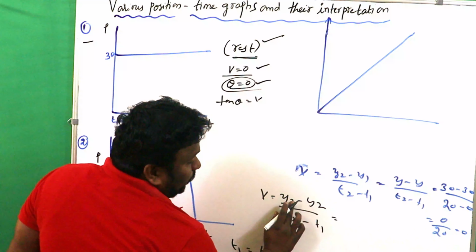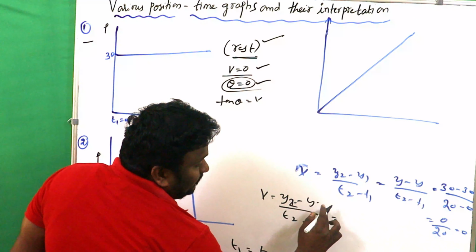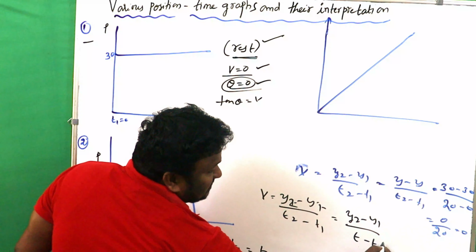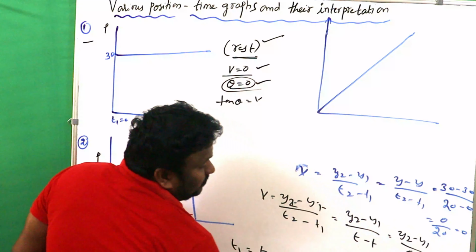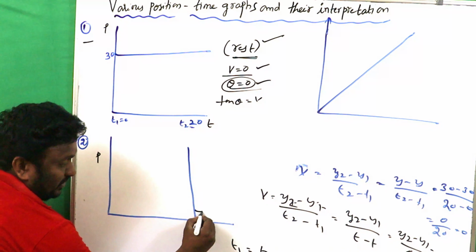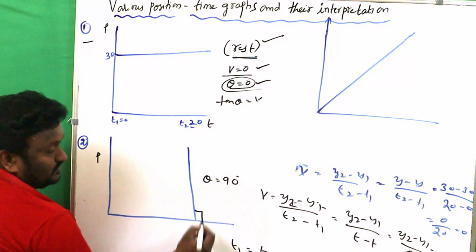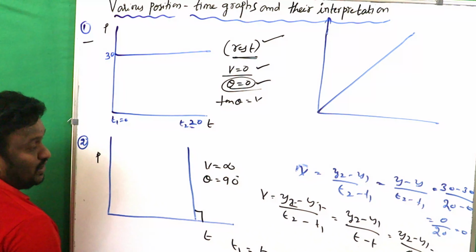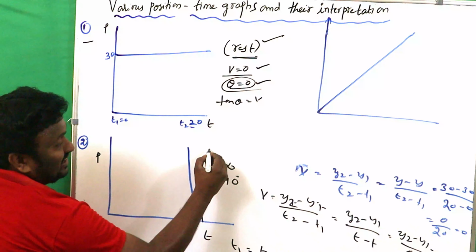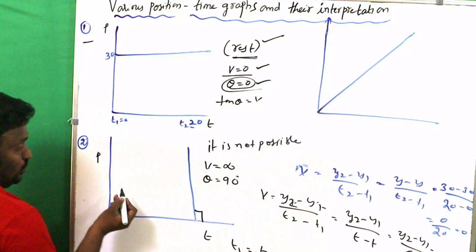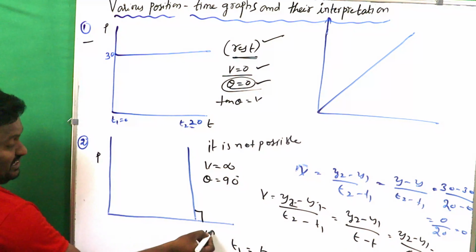That means (y2 minus y1) by (t2 minus t1), which is (t minus t). That means (y2 minus y1) by 0. Anything by 0 means what? Infinity. Here the slope is nothing but theta equal to 90 degrees, and the velocity is infinity meter per second. But practically it is not possible, because with respect to time only the position will change, but here time is constant. Got it, children?